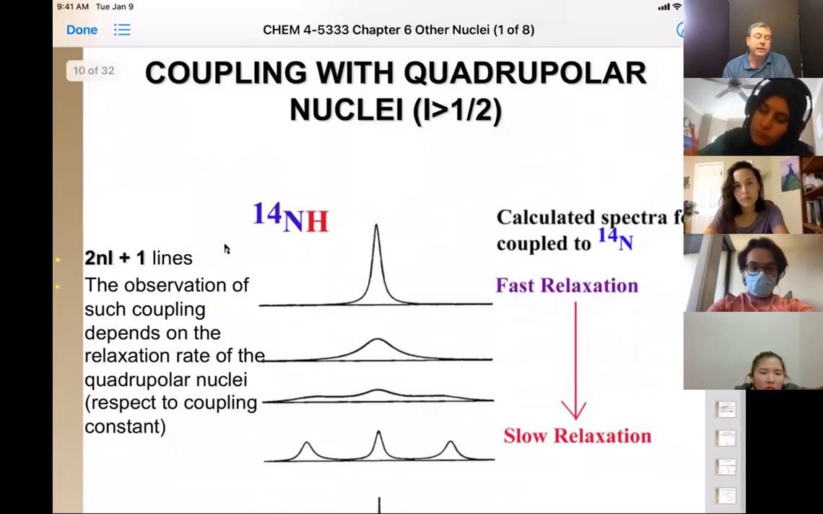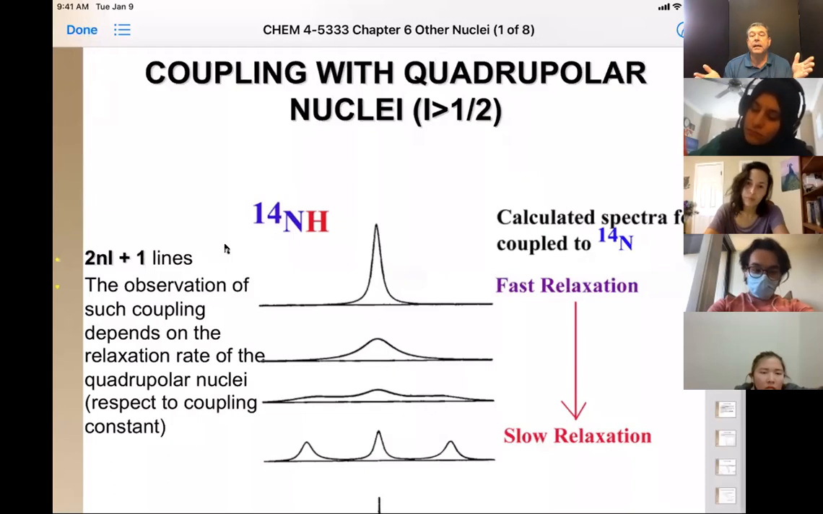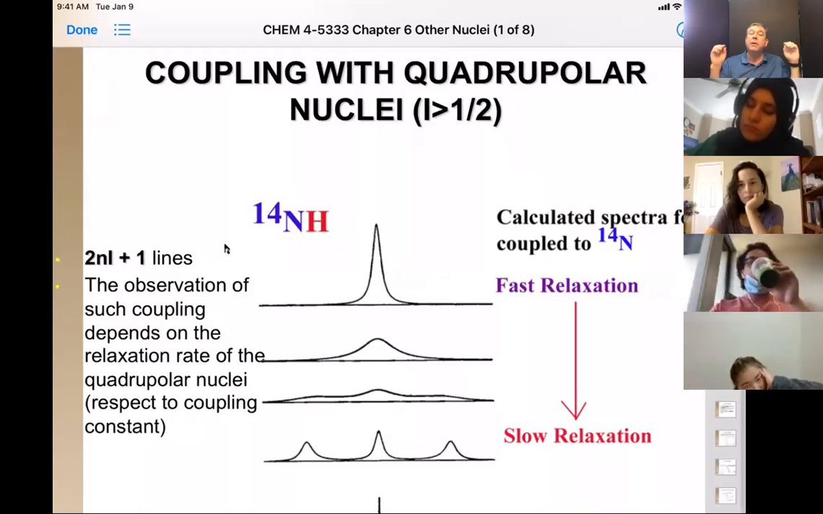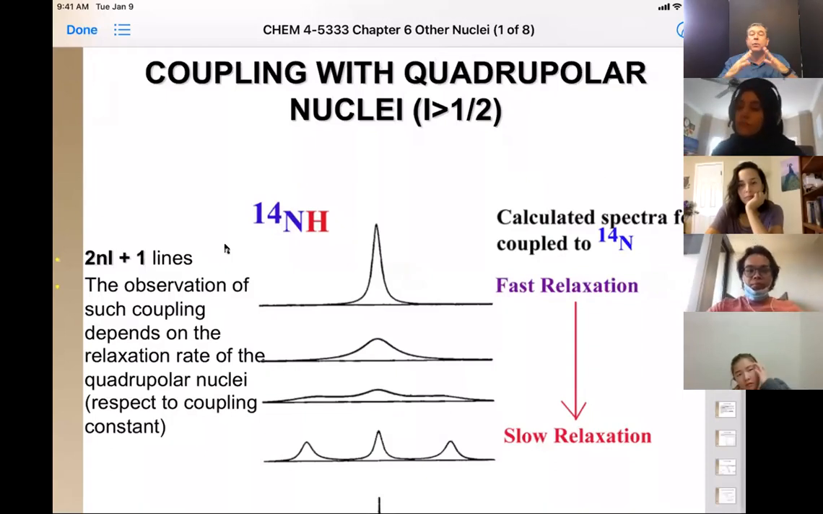So another effect of the quadrupole is that it actually broadens your lines and it changes the number of lines you get. So you end up with actually 2N plus one lines. And when you end up with 2N plus one lines and you are having a very slow relaxation, you end up getting the sum of all of those peaks. The longer you wait for signal, because you have such a low amount of signal anyway, the longer you wait for signal, the more you're blending all of the different couplings together.